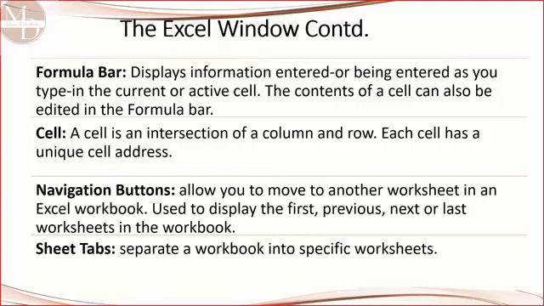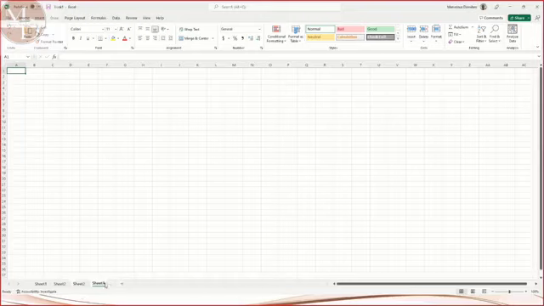So you have your sheet tab. As you can see, you can add more sheets by clicking on the tab. You can add more sheets, as many as possible. That's why it is called a workbook.